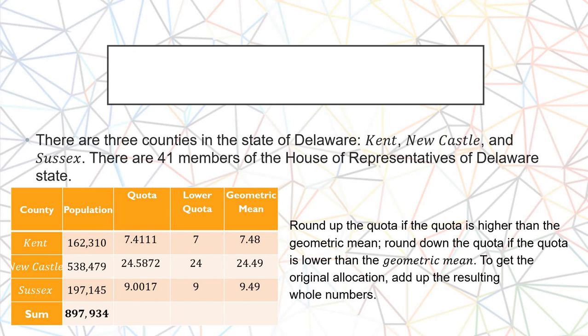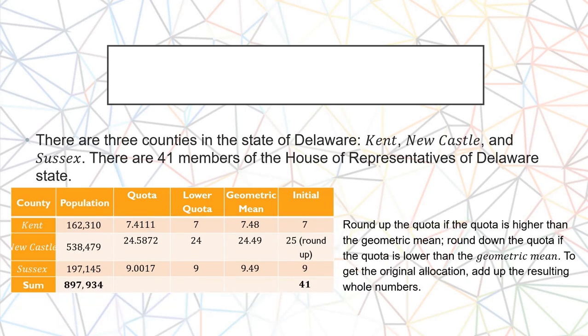So to get the original allocations, add up the resulting whole numbers. So we look at the resulting whole numbers. We have 7, 25, which is being rounded up again, and we have 9 here. So we round up the quota if the quota is higher than the geometric mean.